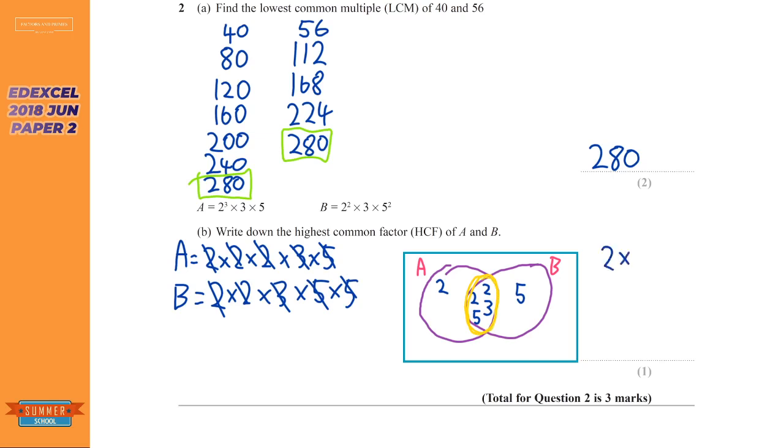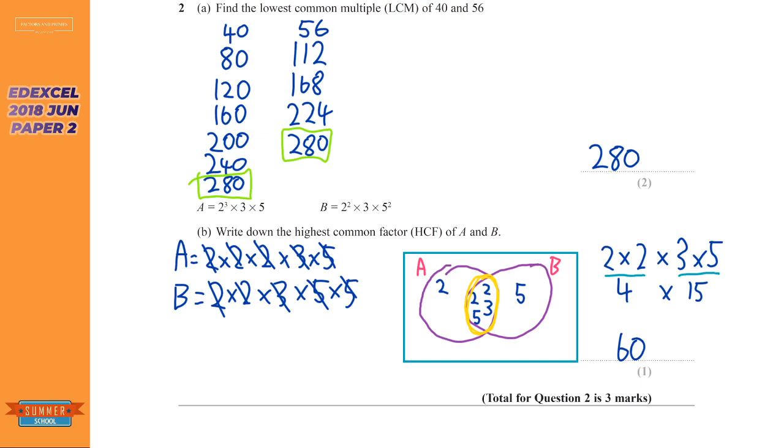So 2 times 2 times 3 times 5. And what I'm going to do here is just multiply these together. There's loads of different ways you can do this. So it's 4 times 15, and then 4 times 15 would be, what, 60. Now this is on the calculator paper, this is paper 2, so you could use your calculator for any of that, especially finding the times tables.